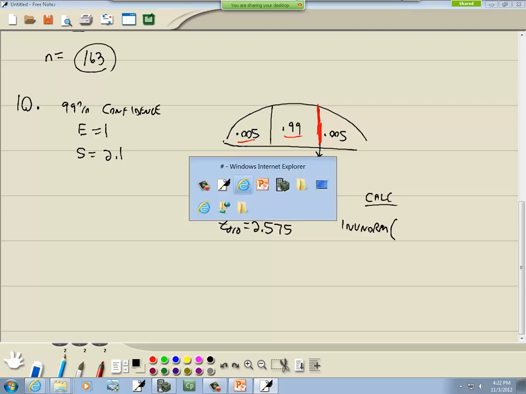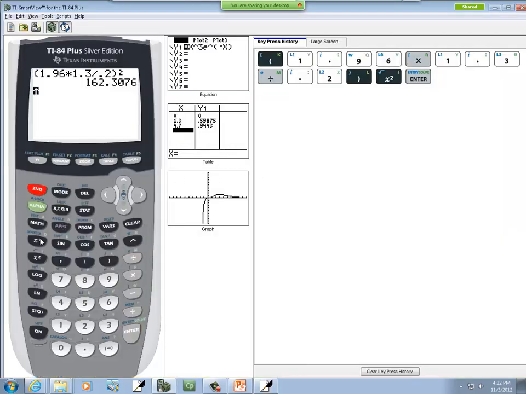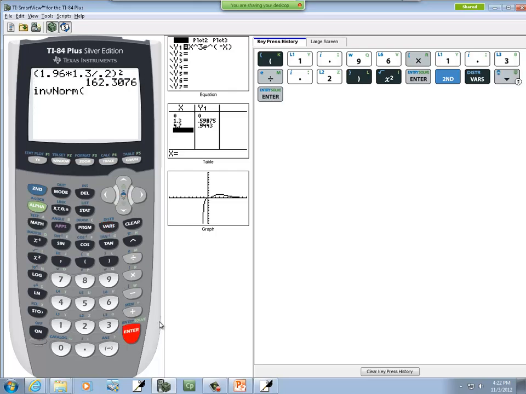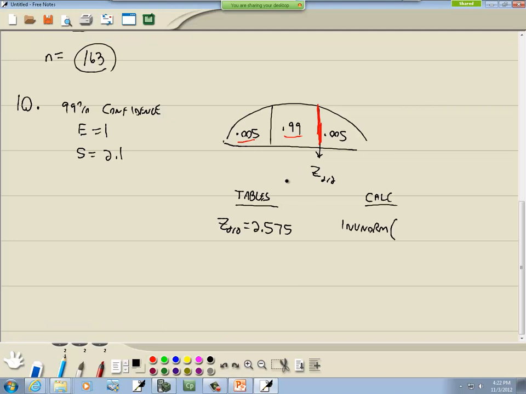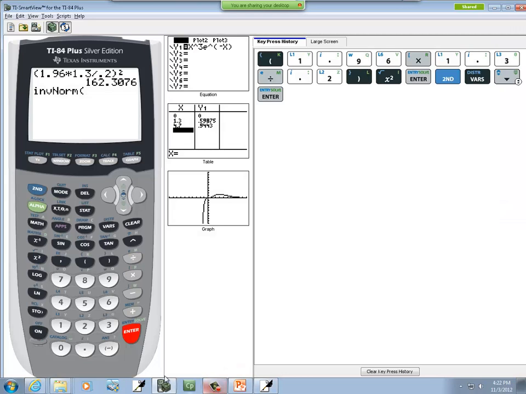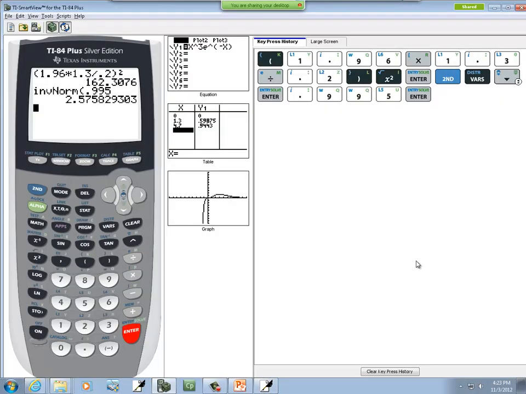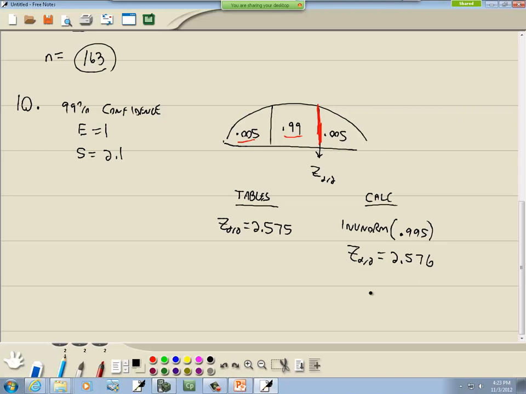Well, let's do this on the calculator. So I'll do second vars, choose INV norm, and we're going to pass in the area of the left, which, again, is 0.995. So 0.995 and press enter. That's interesting, 0.995, 2.5, it's not 2.575, is it? It rounds up. 2.576.